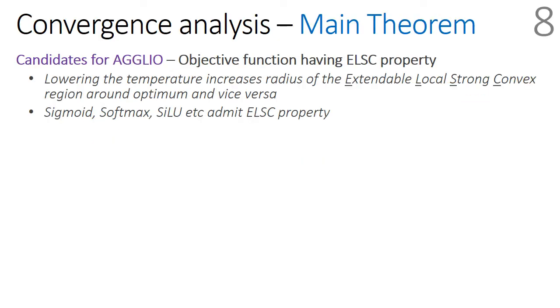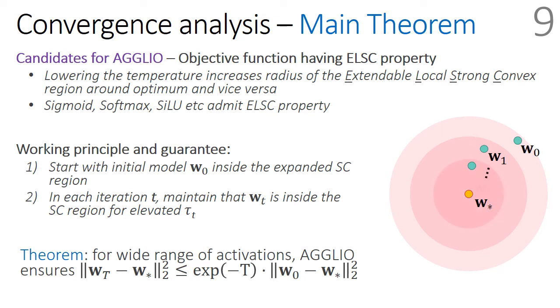Now, we will briefly describe what kinds of activations for a GLM give a suitable objective for AGGLIO. The objective function admitting AGGLIO should have the ELSC property. That is, by lowering the temperature tau, the strongly convex region around the optimum can be expanded to enclose any point and vice versa. AGGLIO gives a linear rate of convergence. The image on the right shows how the model initialized at a distance from w star is attracted inside as tau increases, thereby collapsing the strongly convex region gradually.